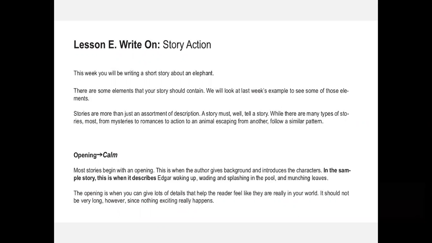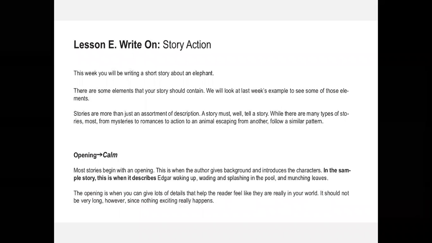So most stories begin with an opening. This is when the author gives background and introduces the characters. And this is, again, I mentioned this last week, why we don't tack an opening on later and tack a closing on later when it comes to story writing. We do that with informative and essay and report writing, but we don't do that with story writing. We want to blend it all in right from the beginning. So we can do that by giving them templates and writing space and outlining spaces and places to put their pieces, their elements together. So in the sample story, this is when it describes Edgar waking up, wading and splashing in the pool, and munching leaves.